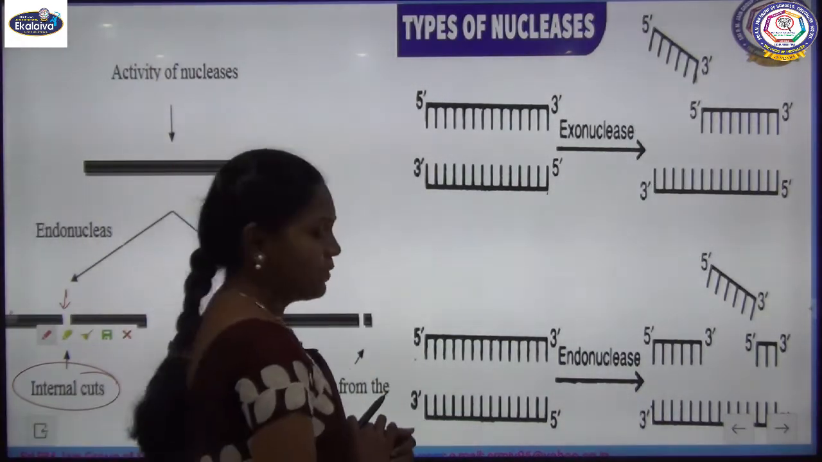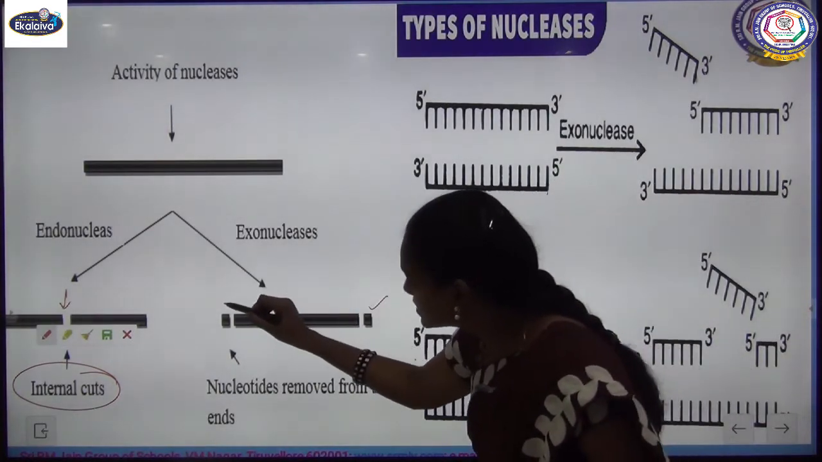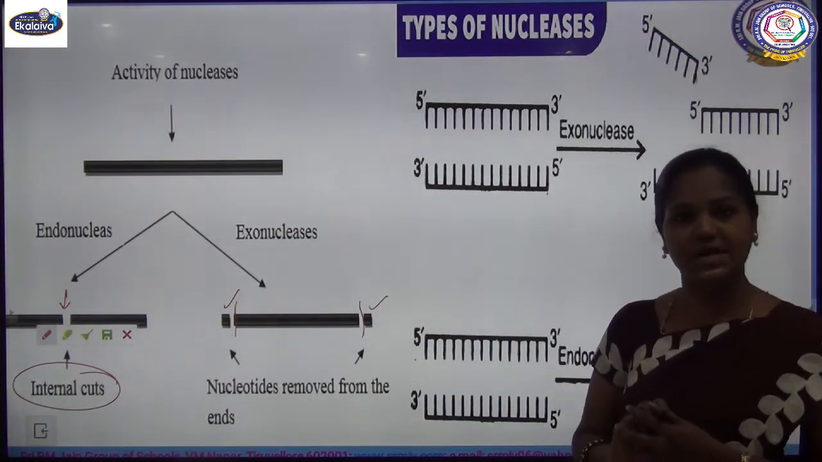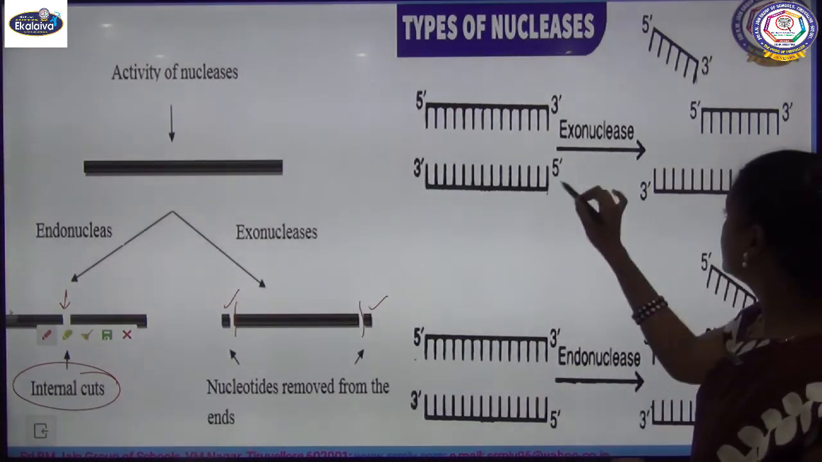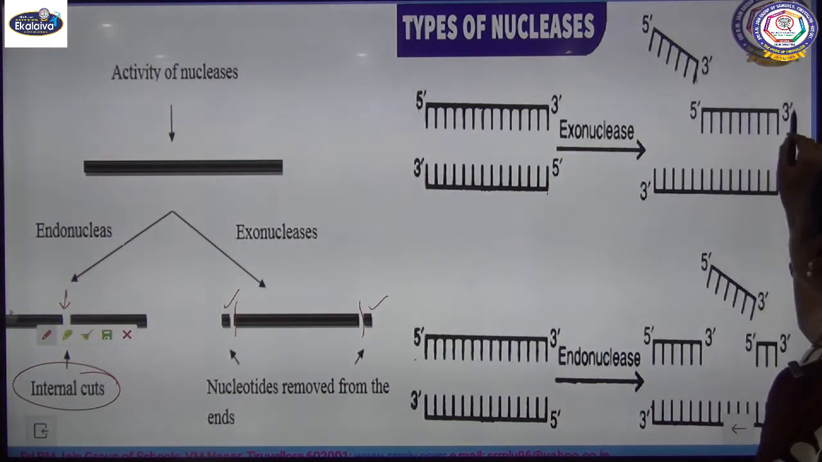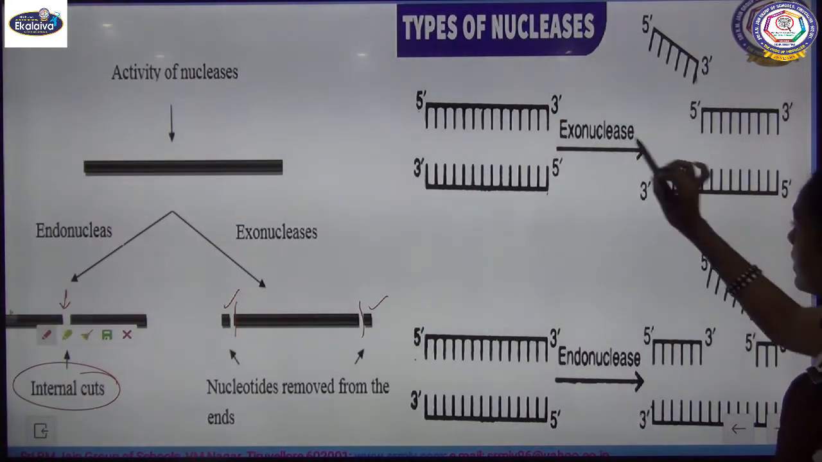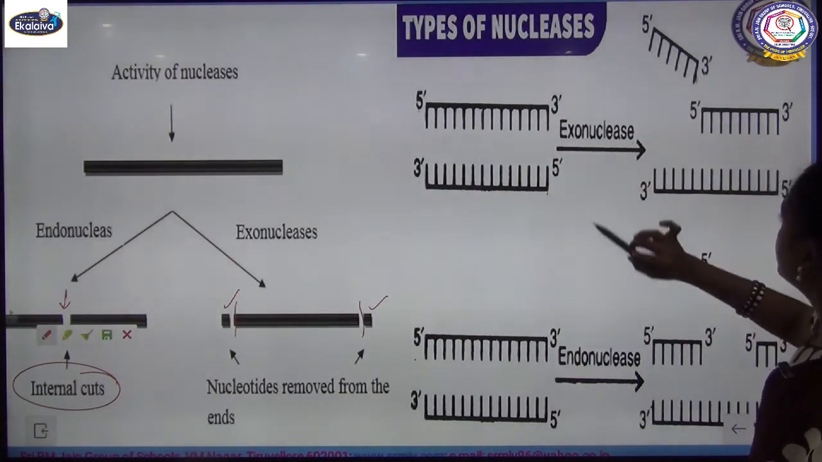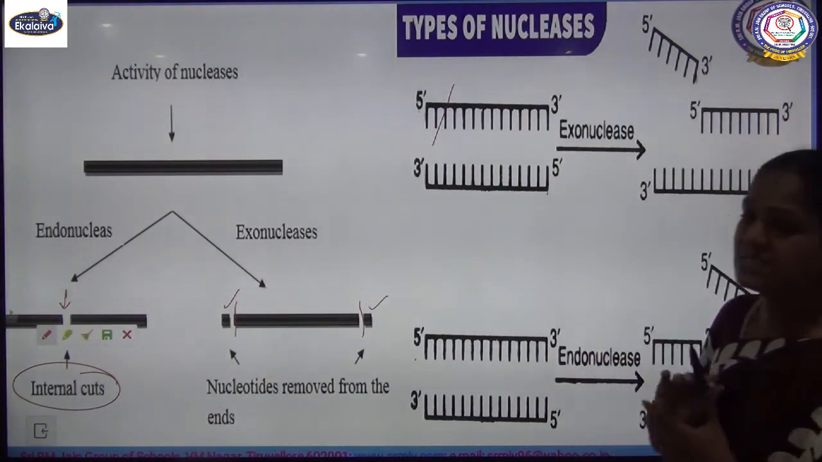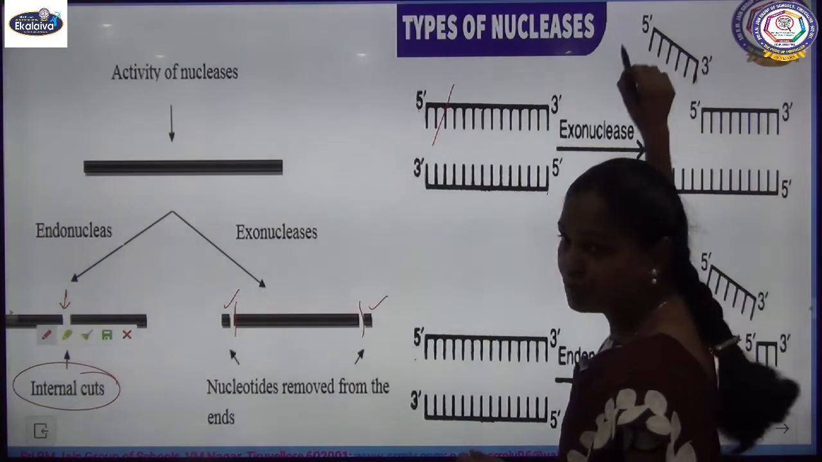Whereas exonuclease, here you can see, is making cuts only from the ends of the DNA strand. It is very clear here with the primes, that is, the 5' end and 3' end. This is actually a single strand of DNA. So exonuclease is cutting only from the ends of this DNA strand. This is the function of exonuclease.